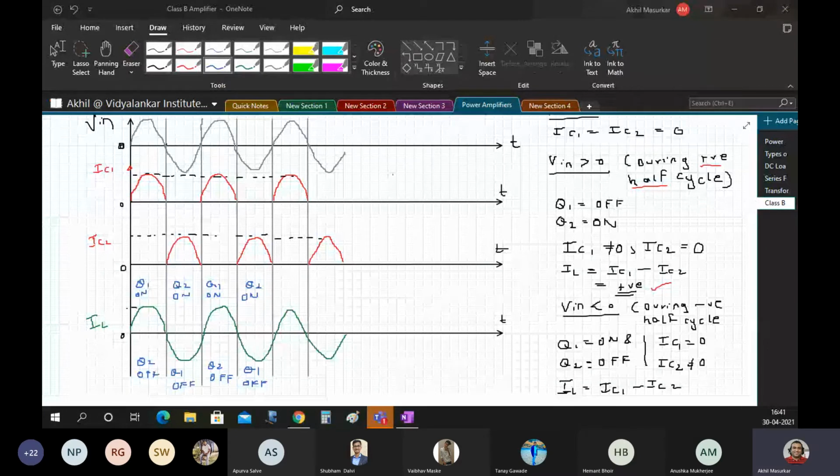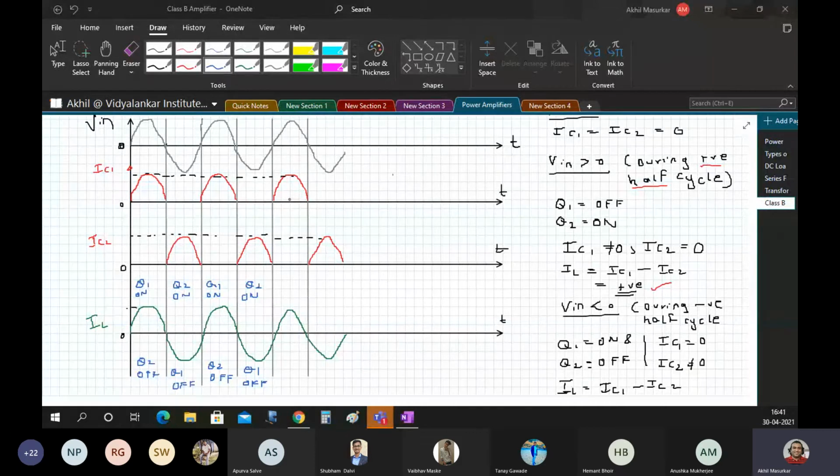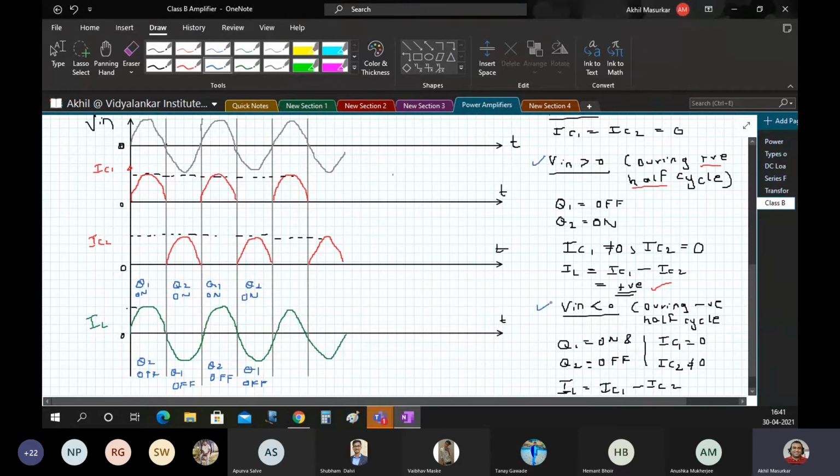So when you think about it, I already made one statement, and you have to relook at that statement: I said that these transistors are working in an ideal way. But actually, unless VBE is 0.7 volts, the transistor will not turn on. So just this condition, Vin greater than 0 or Vin less than 0, is not sufficient.